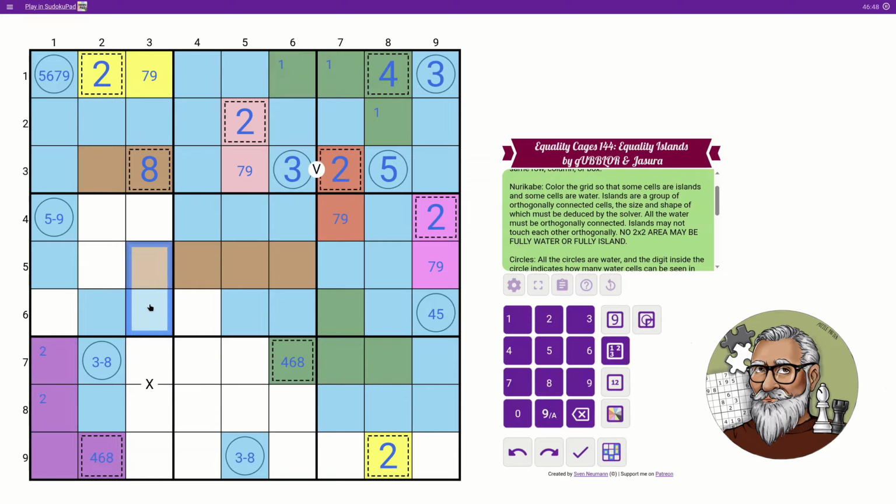One of these is 2 as well. One of these is 2. I guess this one can't be 2, right? No, it can. I'm starting to imagine things.